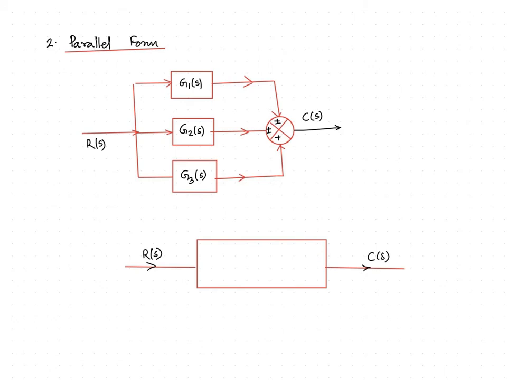The second is the parallel form. Here, various blocks are connected in parallel so that the effective transfer function is just the sum or the difference between the various parts. So here we can say C(S) and R(S) will be connected using the block plus or minus G1(S), plus or minus G2(S), plus or minus G3(S).